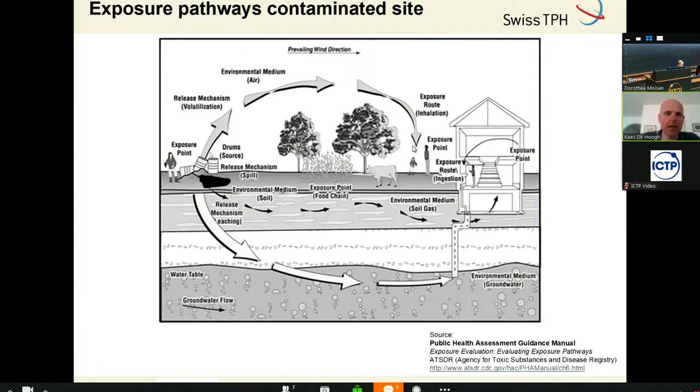You have volatile components which get volatilized into the air and then get inhaled by the children, by people living nearby. And another pathway is going through the soil and then gets taken into biota by food and or eaten by cows. And from that way, it gets into the human body. So you can see schematically how that would work. And there's also, of course, a prevailing wind direction, which is important, and we'll talk about it in a minute. So meteorology plays a huge role as well in all these exposures.